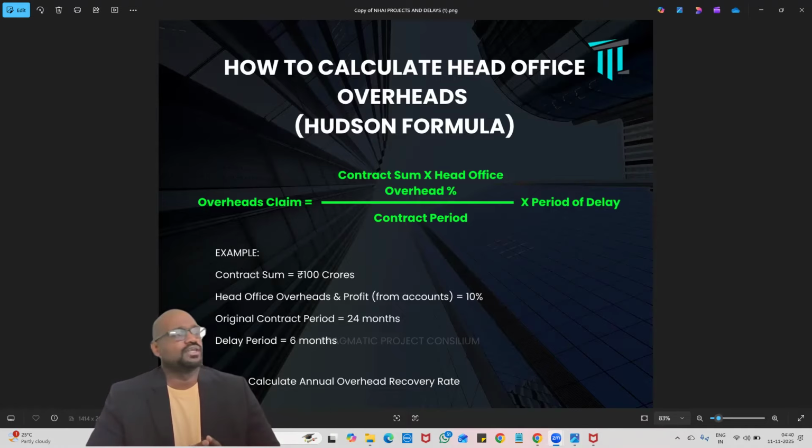The formula is: overhead claim is equal to contract sum multiplied by head office overhead percentage, divided by the contract period, multiplied by the period of delay.